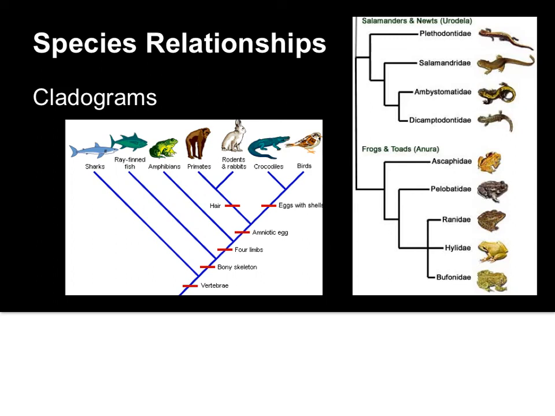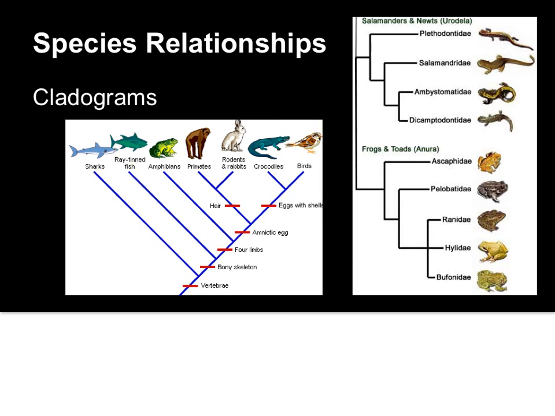So vertebrae is at the bottom here. That means everything past this red mark right here has a vertebrae. So sharks, the fish, all of these. If you notice, we have the sharks coming off, and then all of a sudden, bony skeleton comes in. So this means that the sharks have vertebrae, but they do not have a bony skeleton, because that trait did not develop until after these had come off. Okay, so bony skeleton, then we have the fish, and everything else up here has a bony skeleton.